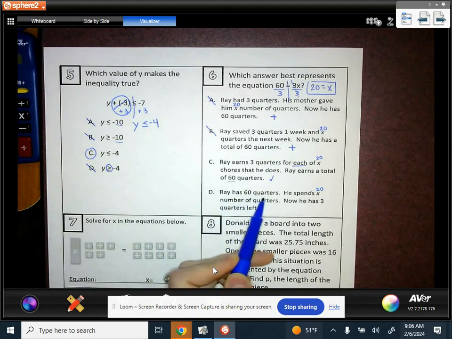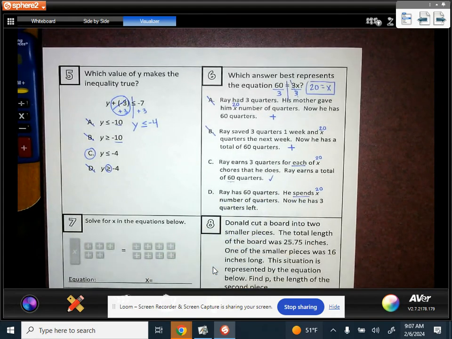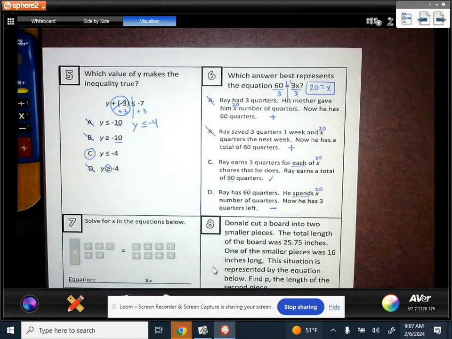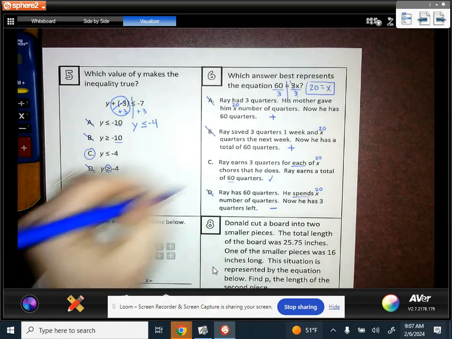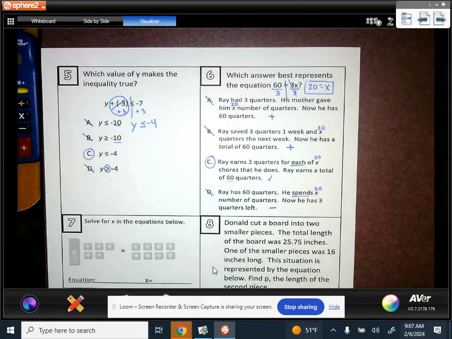Ray had 60 quarters. He spends 20 quarters. He now has 3 quarters left. Again, that doesn't work with 20. If he had 60 and he spent 20, he'd have 40 left. And that's because this is a subtraction problem. He's spending it. It's going away. It's not multiplication. So we want to pick C.